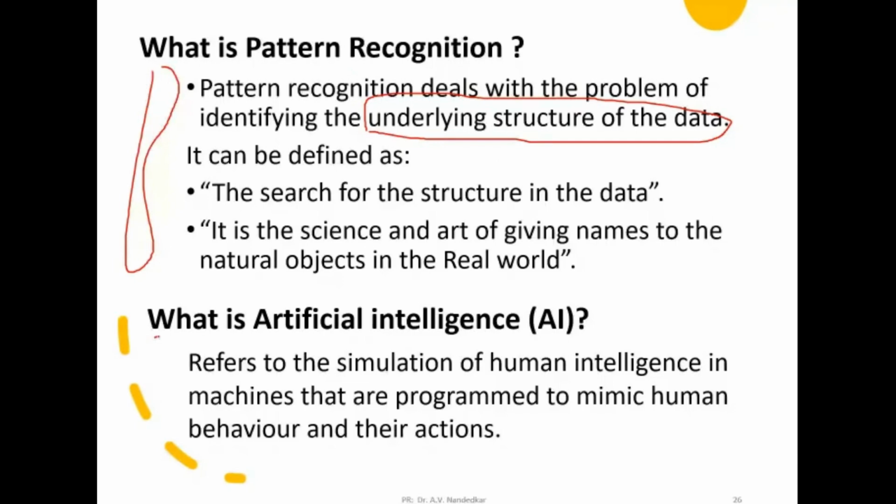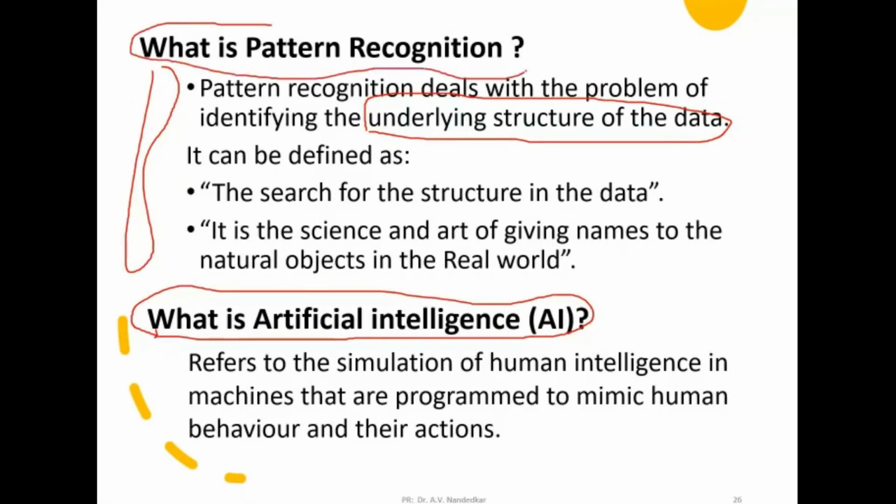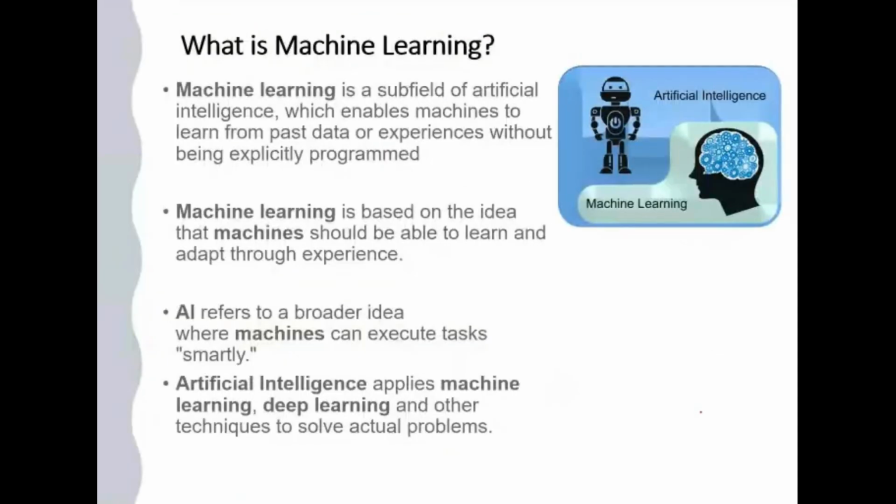Now, what is artificial intelligence? These words are very close to each other, but they have different meanings. Artificial intelligence refers to the simulation of human intelligence in machines that are programmed to mimic human behavior and their actions. Okay, so that is artificial intelligence. And then what is machine learning? As I said, they look very similar.